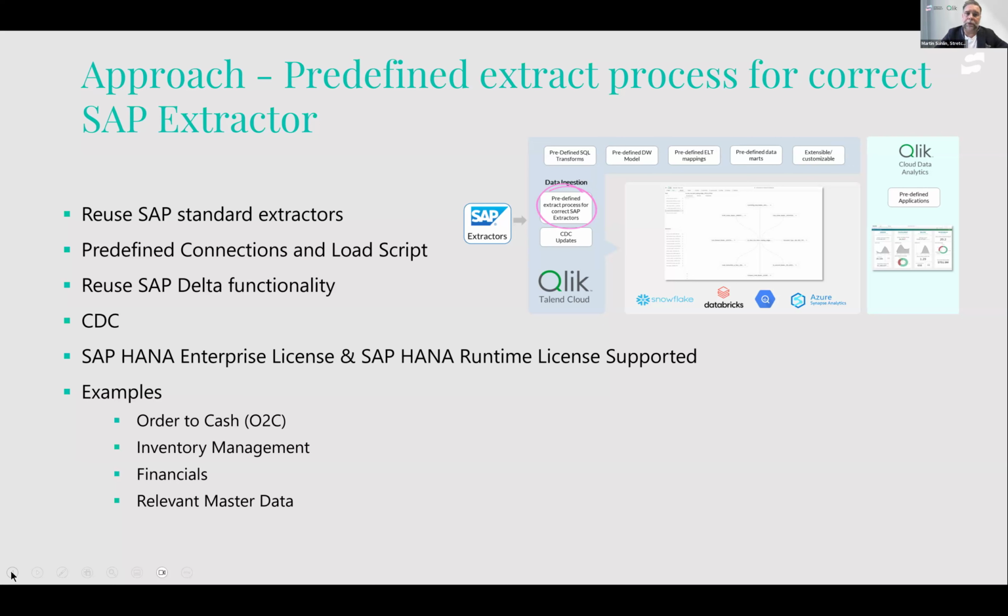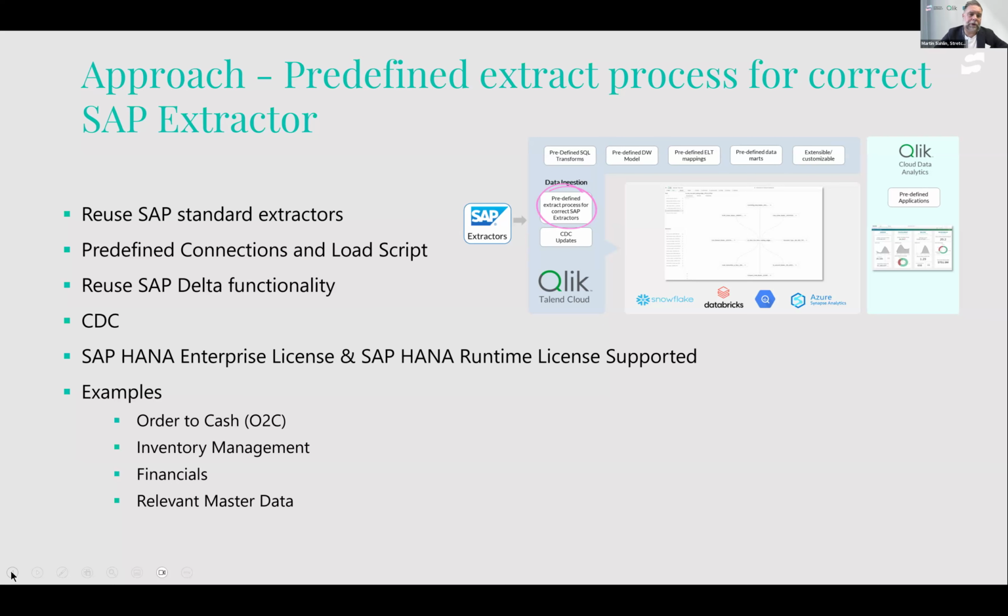This means that we can reuse SAP standard Delta functionality. So no need to rebuild that as well. If you can and want to, you can use CDC for streaming your data real time. So we can go to the underlying database tables, or we can go to the application layer. Independent of whether you're on a HANA enterprise license or a HANA runtime license, both are supported. It's just a matter of going to the database or the application layer.